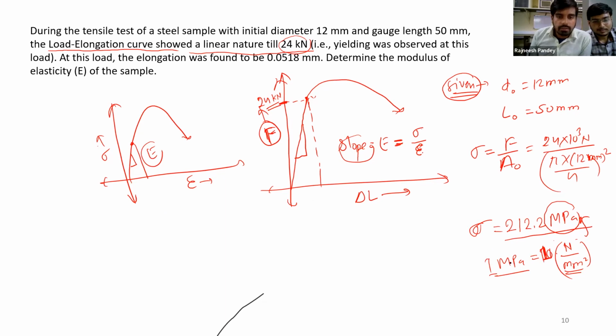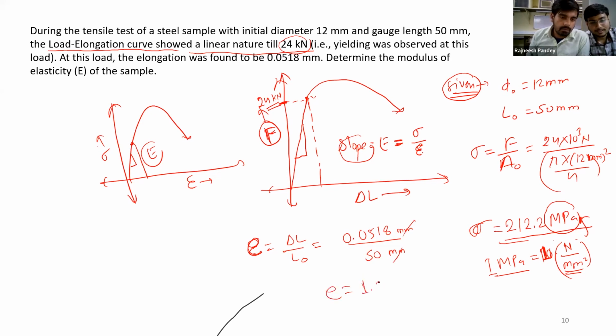So now the value of stress is this one, and the value of strain will be delta L by L naught. This will be engineering strain. For this entire question, the values of engineering stress and strain should be used. So you can consider them as S and e. This value comes out to 1.036 into 10 to the power minus 3, unitless.